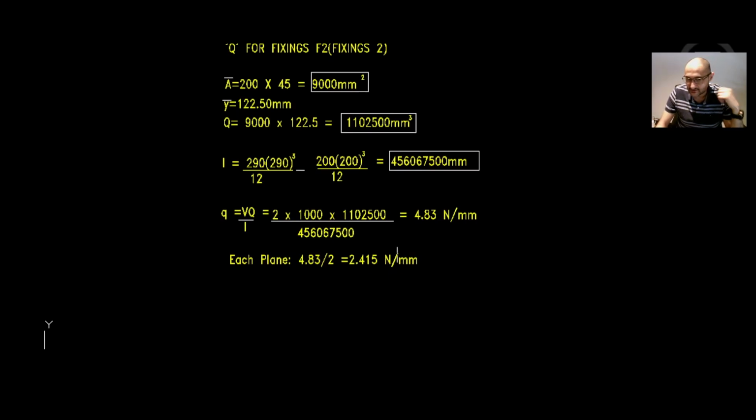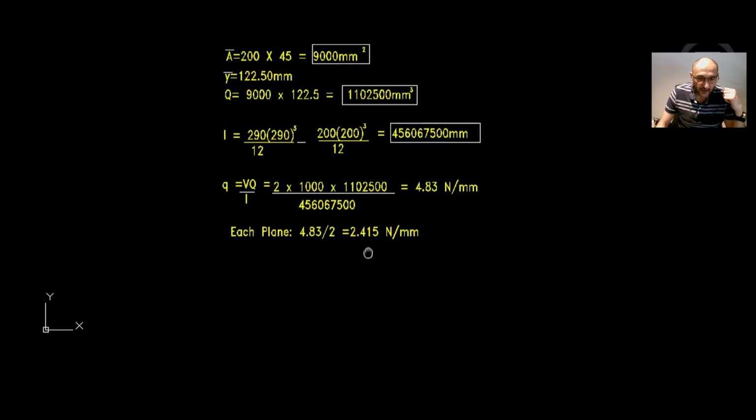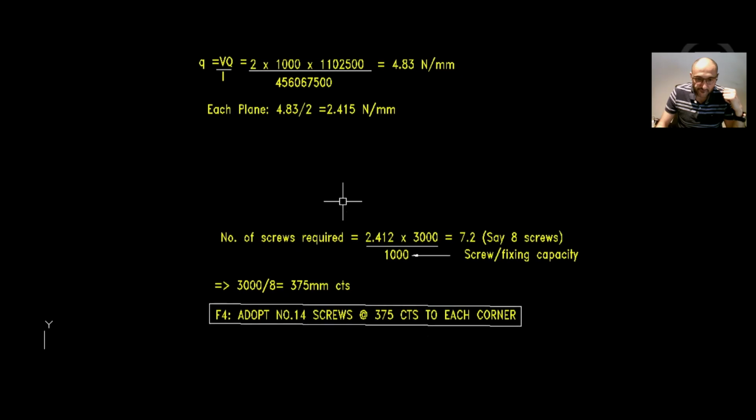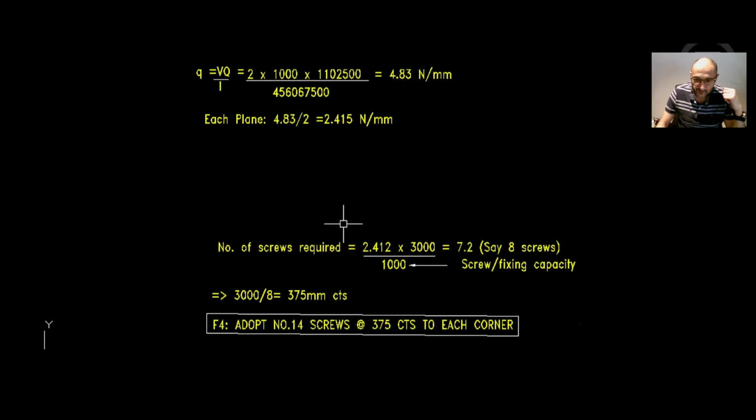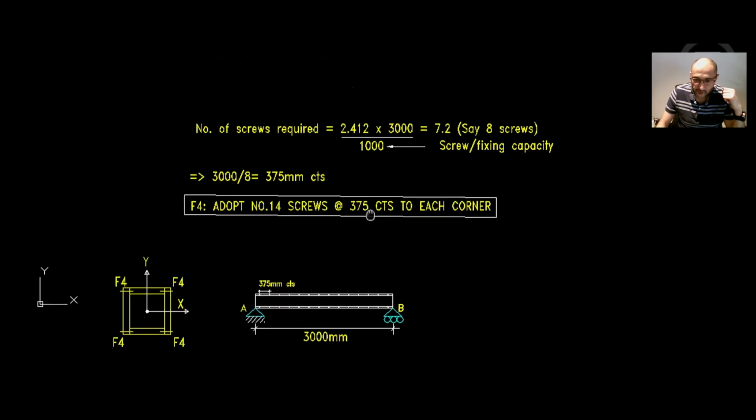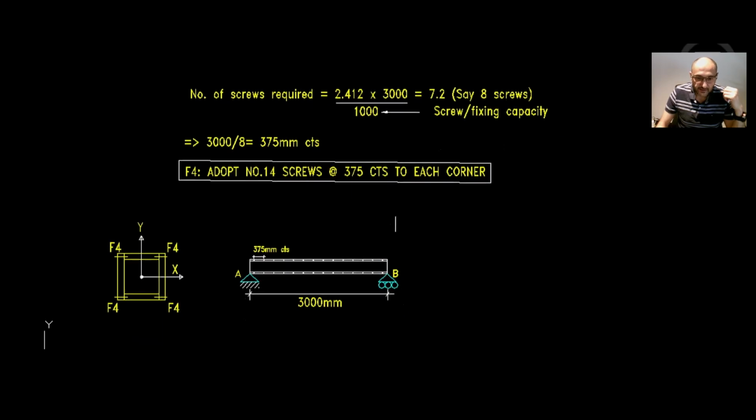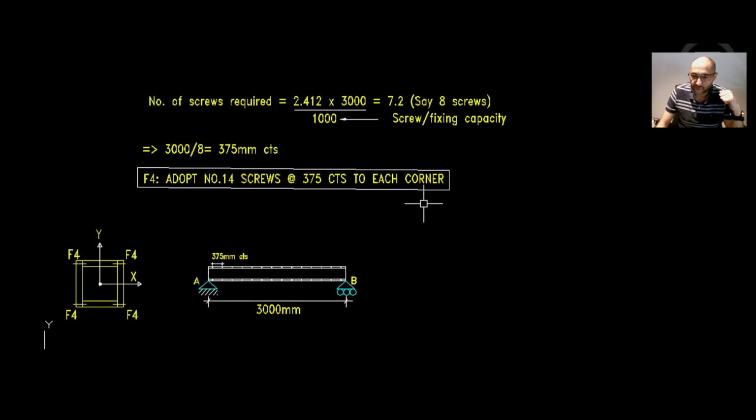Q is 9,000 multiplied by 122.5. Okay, and then I is the same. Shear flow in this case will give us 4.83 Newton per millimeter. Again, each plane will take 4.83 divided by 2. That's 2.415 Newton per millimeter.